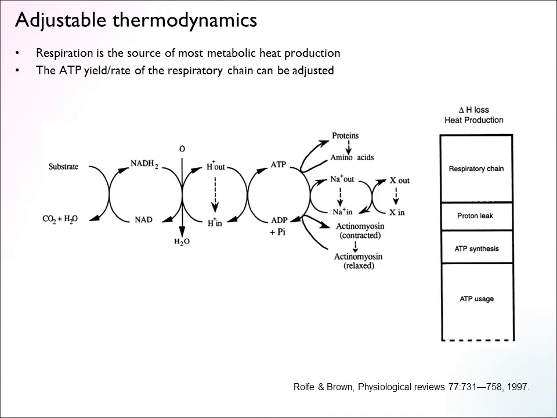Now this thing with a variable stoichiometry is kind of interesting because it means that the respiratory chain has the ability to adjust how much ATP you get out of your substrates. So why could that be useful? Well, respiration is not only a source of ATP, it's also known to be the source of most of the metabolic heat production that we have in mitochondria and in our bodies. So again, this review we mentioned before by Rolfe and Brown, Physiological Reviews, goes through this in quite some detail.